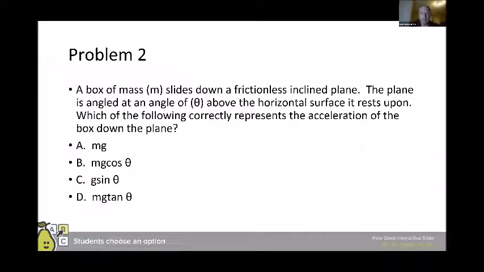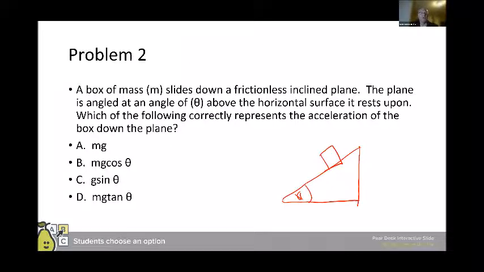So let's redraw a picture here. So this says a box of mass M slides down. In this case, we've got a frictionless incline plane. The plane is angled at theta above the horizontal.